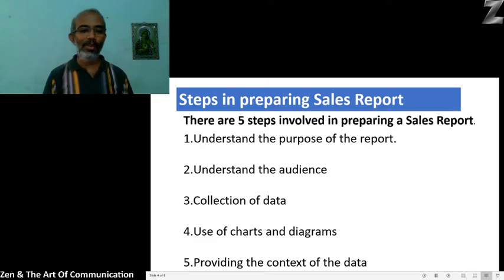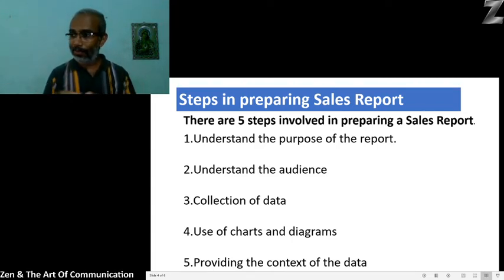Point 3, collection of data. Now that you have understood the purpose of preparing your report and you have an idea of who is going to read through your report, the third is you have to collect the data accordingly. If you are preparing a sales report which is going to be reviewed by the top management, comparing sales for the previous year as well as sales for this year, you would necessarily will have to collect the previous year's sales data. You will also have to prepare thoroughly this year's sales data.